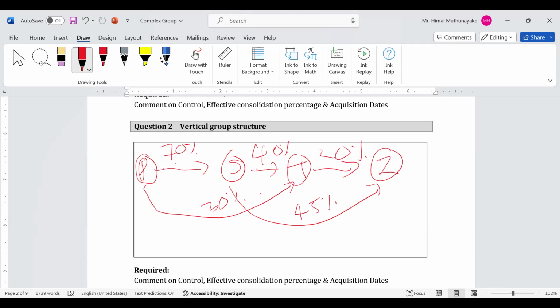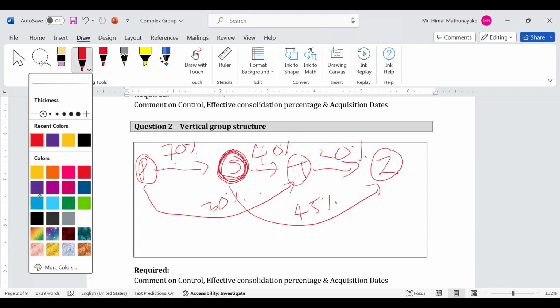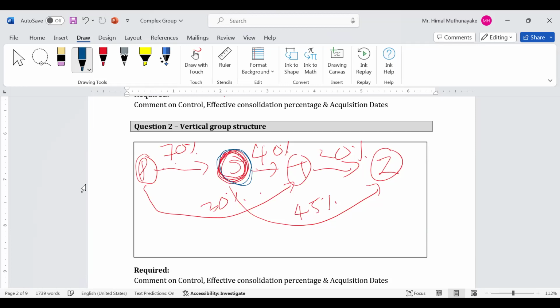Right? So what we need to decide? We need to decide the control of the entity, right? So first of all, company S, whether it is a subsidiary or associate, this one, that is directly a subsidiary, yes, subsidiary, right? Then the second one, T, is it a subsidiary or associate?